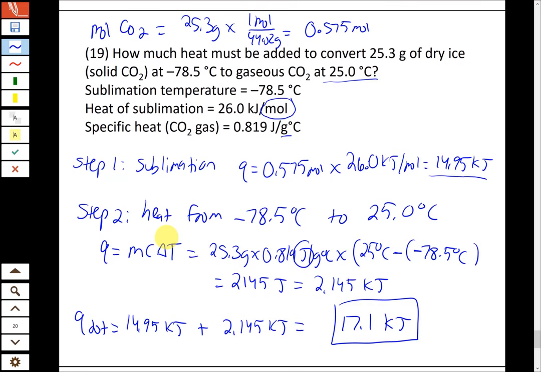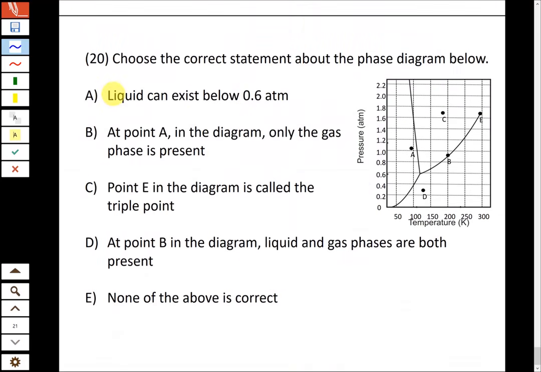All right, so last one deals with phase diagrams. With phase diagrams, there's a lot of different things we can ask you, and I went through kind of an exhaustive list of those different things in class, where you could ask for which phase is present at a certain point in the diagram, where does a phase change occur, where's the triple point, critical point, all these different things. And this one covers a few of those things, so we'll kind of get a review of that here. So we want to know which of the following is a correct statement about the phase diagram below.